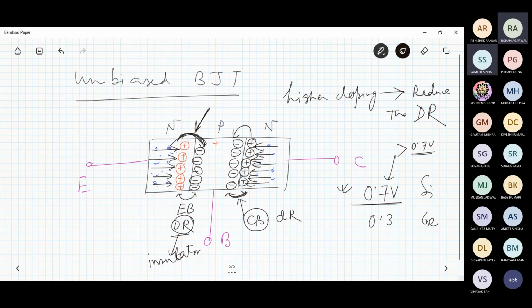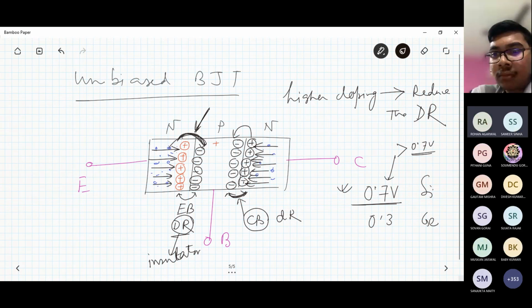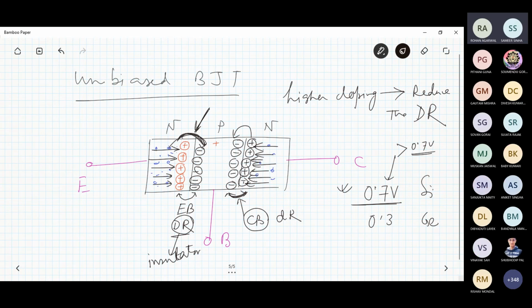One more aspect is, because these three regions have different doping levels, I have already told you the emitter is highly doped, or should I say the most heavily doped region.